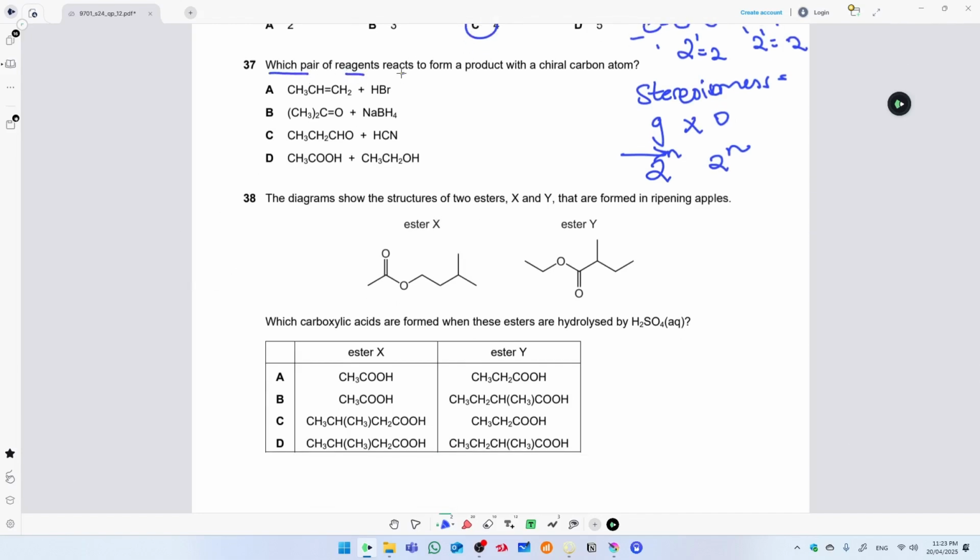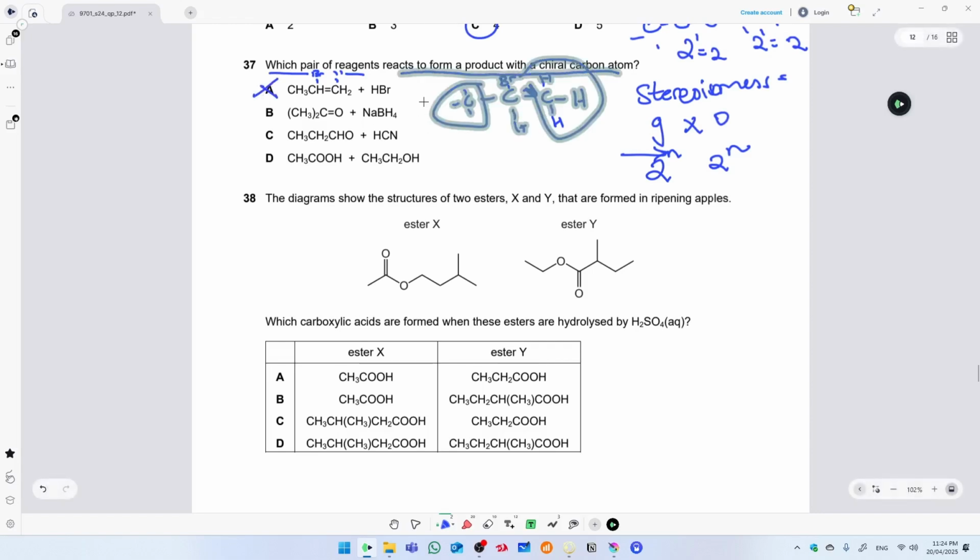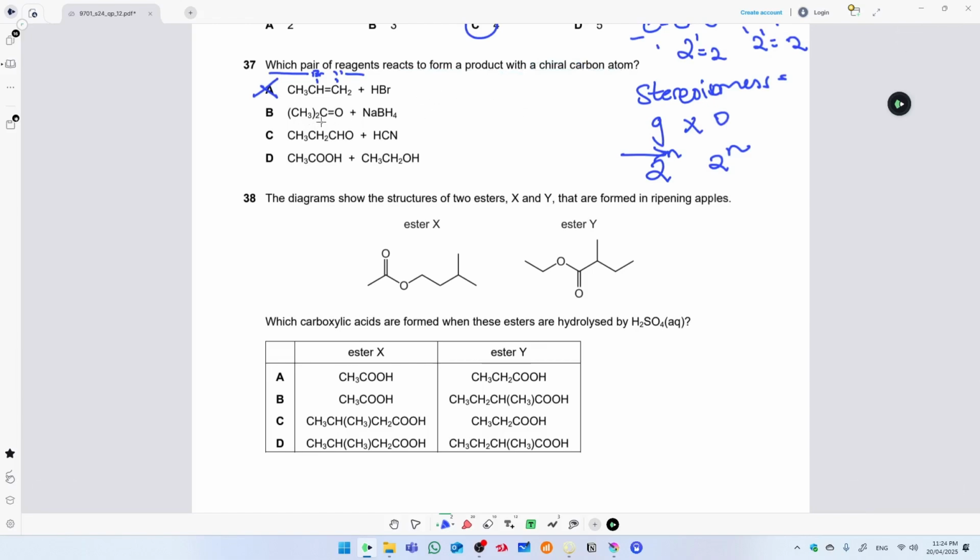Which pair of reagents react to form a product with a chiral carbon atom? So this, you add H here and a bromine here, but then it will have 2 CH3s on both sides, so let's draw it for better clarity. If you add HBr, the H goes here, and then the bromine goes here. It has 2 CH3s, so it's not really a chiral carbon. This already you can tell it's not gonna be a chiral carbon because it has 2 CH3s, so that's out of the picture. C, let's look at C.